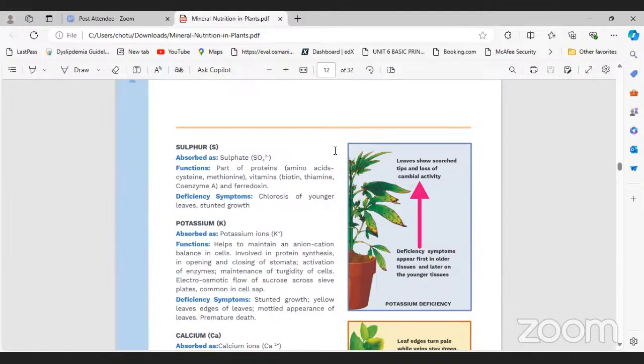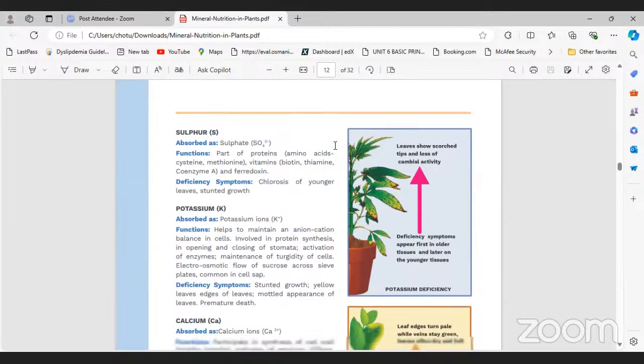Potassium ions help to maintain an ion-cation balance in the cell and are involved in protein synthesis. Potassium is the only monovalent cation essential for plant growth.